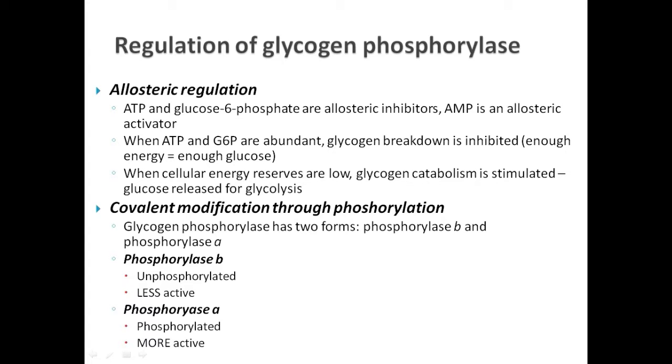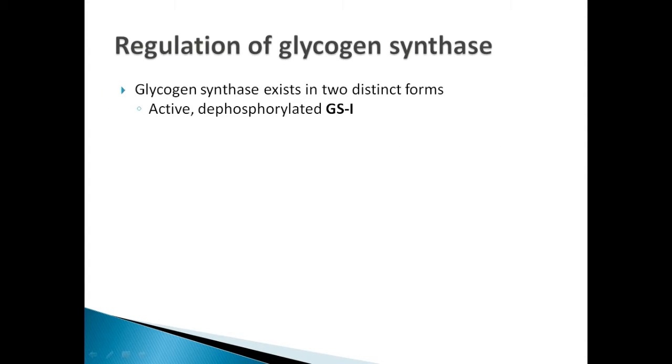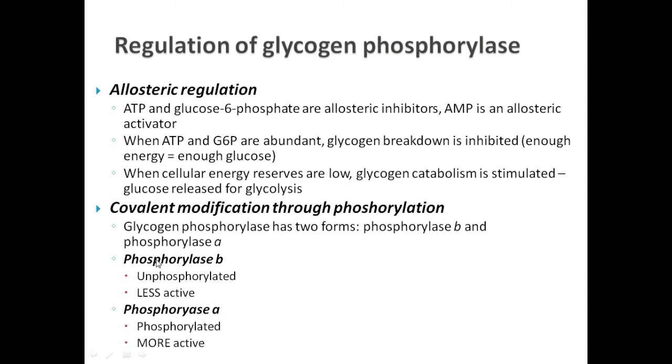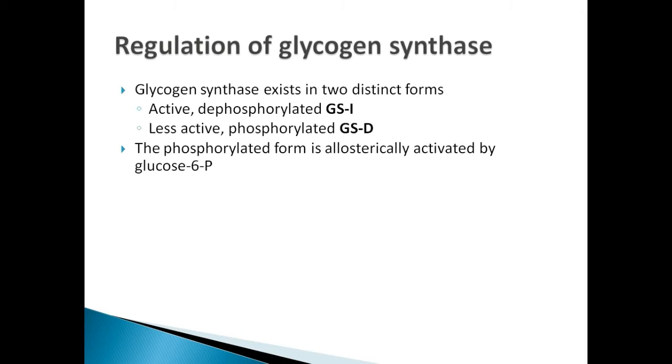And compare that now with the glycogen synthase, which is the regulation point of the synthesis. So we said, of course, we have this reciprocal control: we have regulation of the phosphorylase, and we have regulation of the synthase, and we see how these two play off each other. Glycogen synthase also exists in two distinct forms. It has an active dephosphorylated GSI form and a less active phosphorylated GSD form. So the synthase in its dephosphorylated form is active. The phosphorylase in its unphosphorylated form is less active. Okay, so we have that reciprocal control there.